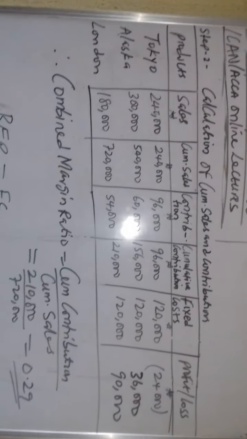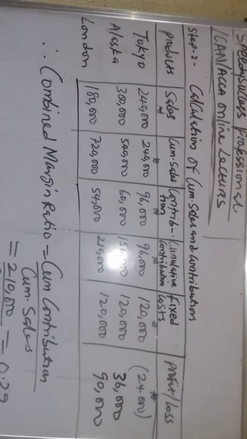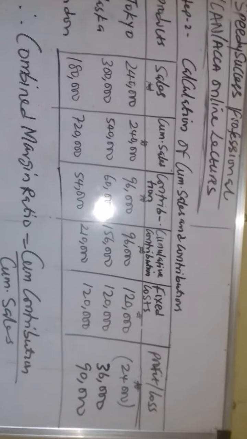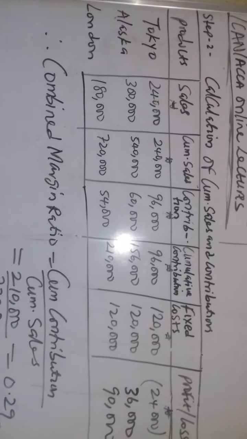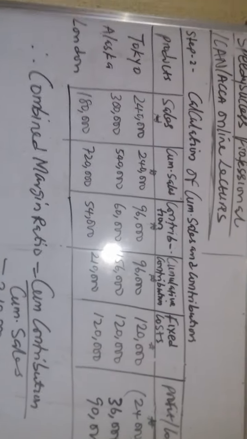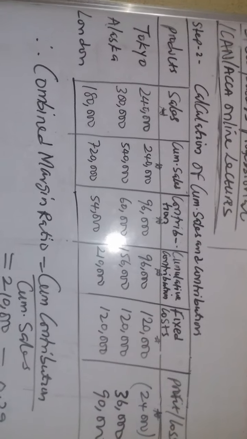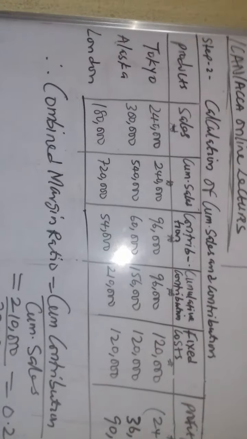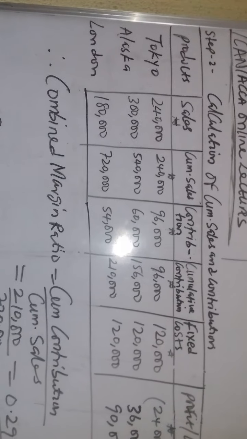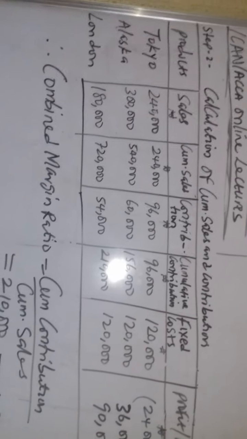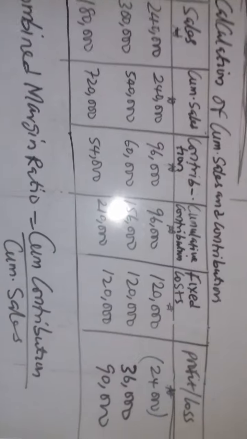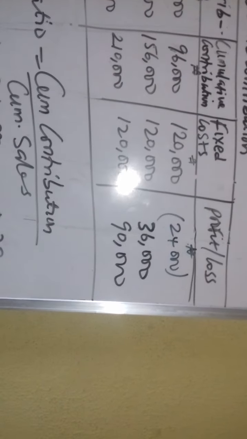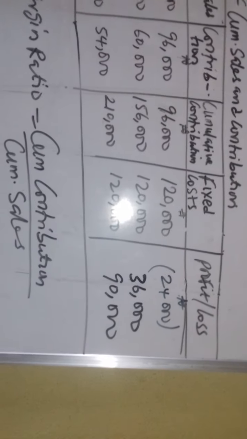All right, you're welcome again. Step 2 is to calculate cumulative sales and contribution. We're going to use the ranking that we had in step 1, by bringing Tokyo first, Alaska next, and London last. So we have the sales, cumulative sales, contribution, cumulative contribution, fixed cost, and profit or loss.